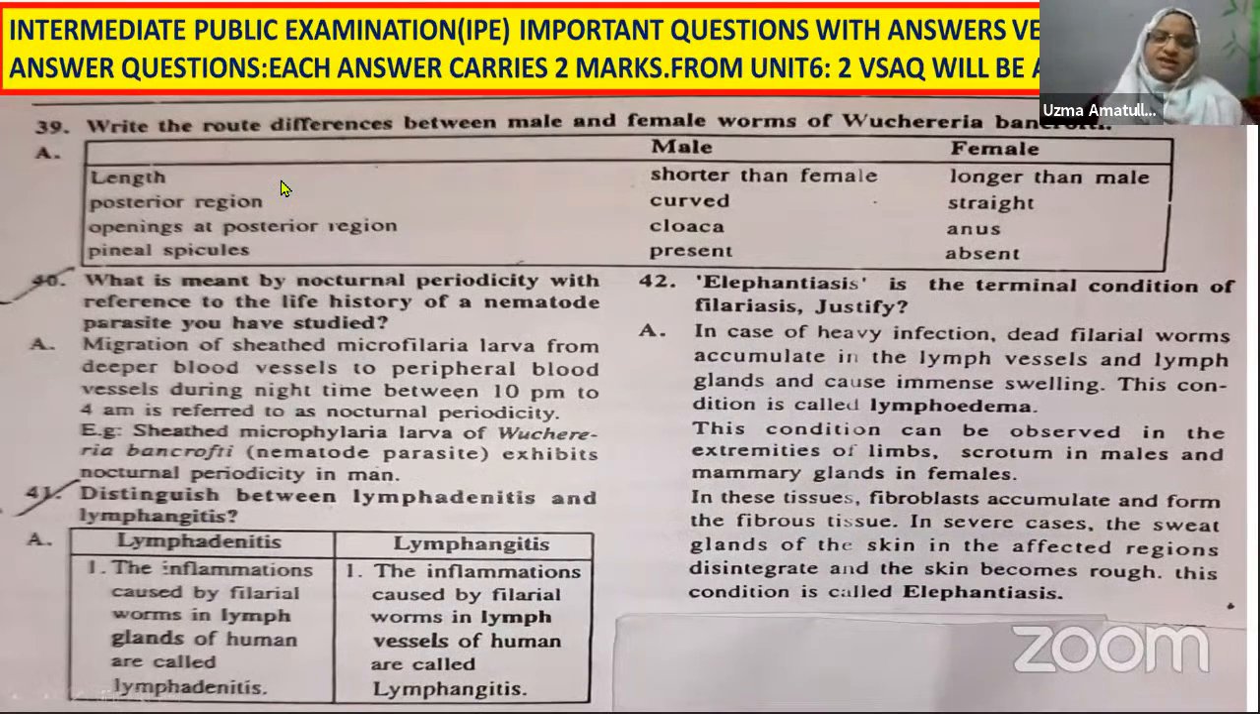Now here is the question. Now the answers for you. Here this is the difference between male and female worm. These are very short answers, and you have to write the difference. What is meant by nocturnal periodicity? You have to write that from 10 p.m. to 4 a.m. it will move to the peripheral blood. That is called nocturnal periodicity. What is the difference between lymphadenitis and lymphangitis? These differences you have to write. What is elephantiasis? The terminal condition of the filaria. Justify. So you have to write about all those conditions, lymphedema and then elephantiasis.